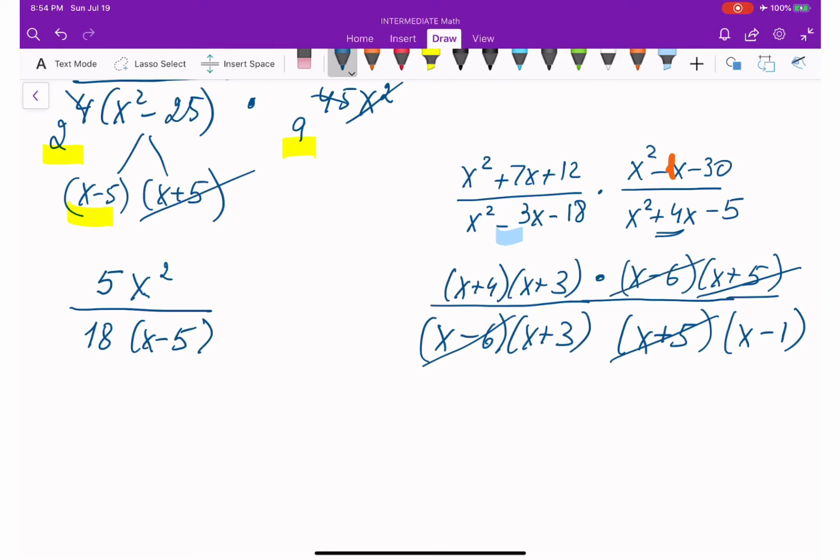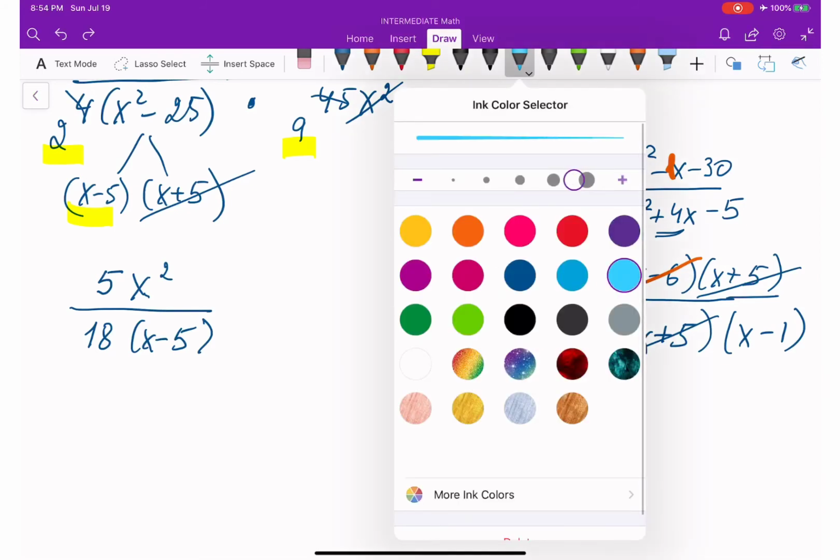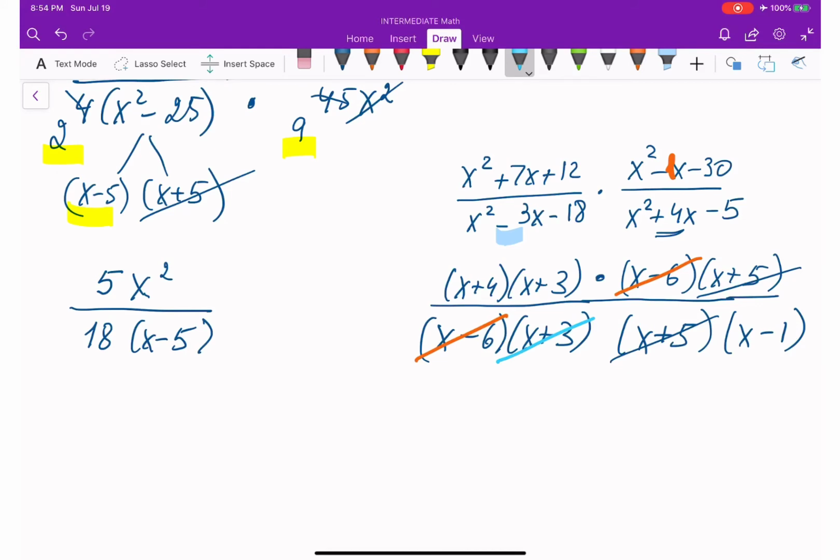You know what? Maybe it's a good idea to use different colors, so when you look, you can see what I canceled with what. Okay, this is canceling with this one. And then let me change this. x plus 3 will cancel x plus 3. Oh, it's too thick. Okay, x plus 3 and x plus 3. And that's it. So we have left x plus 4, x minus 1.